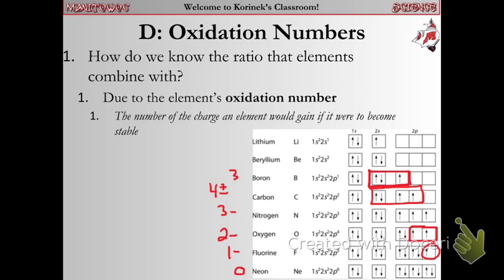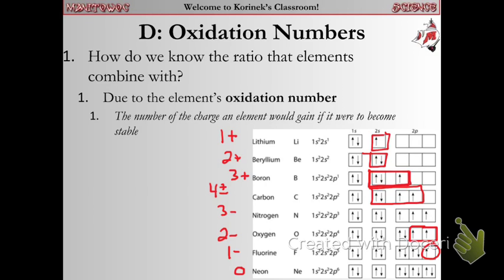If it loses them, it's kind of weird, right? It's going to be positive. Why is it positive? It's got 3 more positives now than it does negatives if it loses those electrons. Beryllium's going to lose 2, so 2 plus. And finally, lithium will lose just that 1, so 1 plus. Okay? So those are the oxidation numbers for those particular elements.